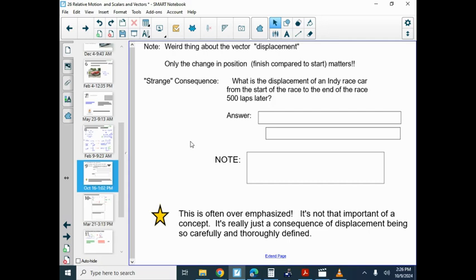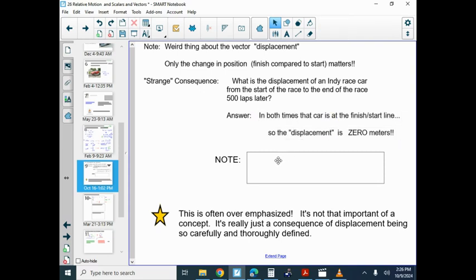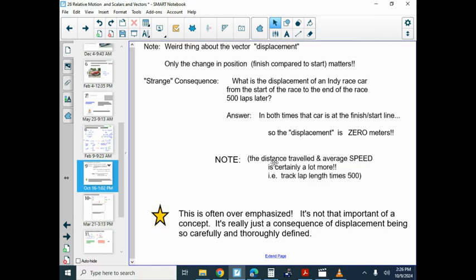Anyway, so yeah, 500 laps later, right? The cars have gone a long way, but they start at the start. They start at the same line they finish at. So the answer is they have zero displacement. Okay, so it's 0 meters, and the distance traveled and the average speed are obviously a lot more, but the displacement and the velocity at the finish line averaged out for the race is absolutely just 0. But it's kind of meaningless, right? It doesn't matter, it doesn't mean anything.